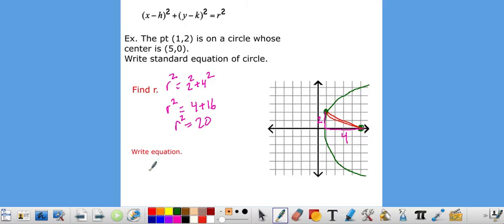So x minus h, so it's like (x minus 5) squared, plus y minus 0 is just y, so I'm just going to do y squared. And if you did parentheses y minus 0, that's okay too. And we know that is equal to r squared, which we just wrote is 20. So that's a perfectly good equation of that circle.